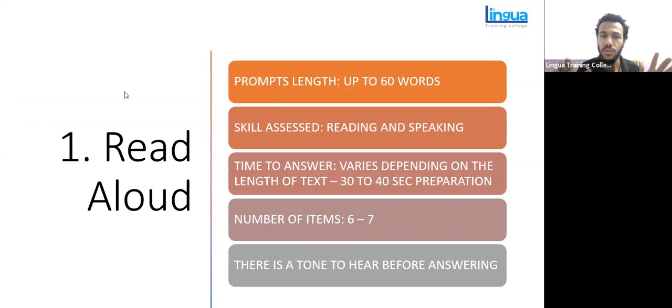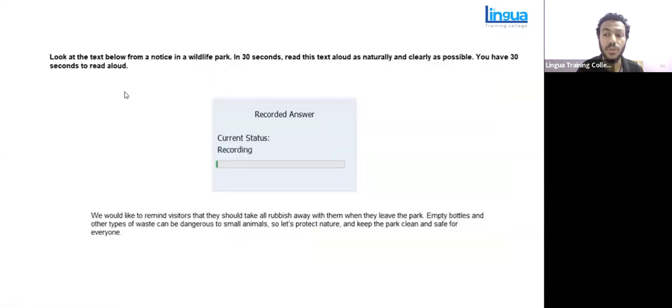The time varies according to the length of the text you get, so it varies from one task to another, and from one person to another. The number of tasks you get is 6 to 7, depending on the length. There is a tone you need to hear before you start answering. You get a timer counting down, and while it's counting down, you need to follow some strategies. We'll go through them in a minute, while you're waiting for the beep so you can start answering.